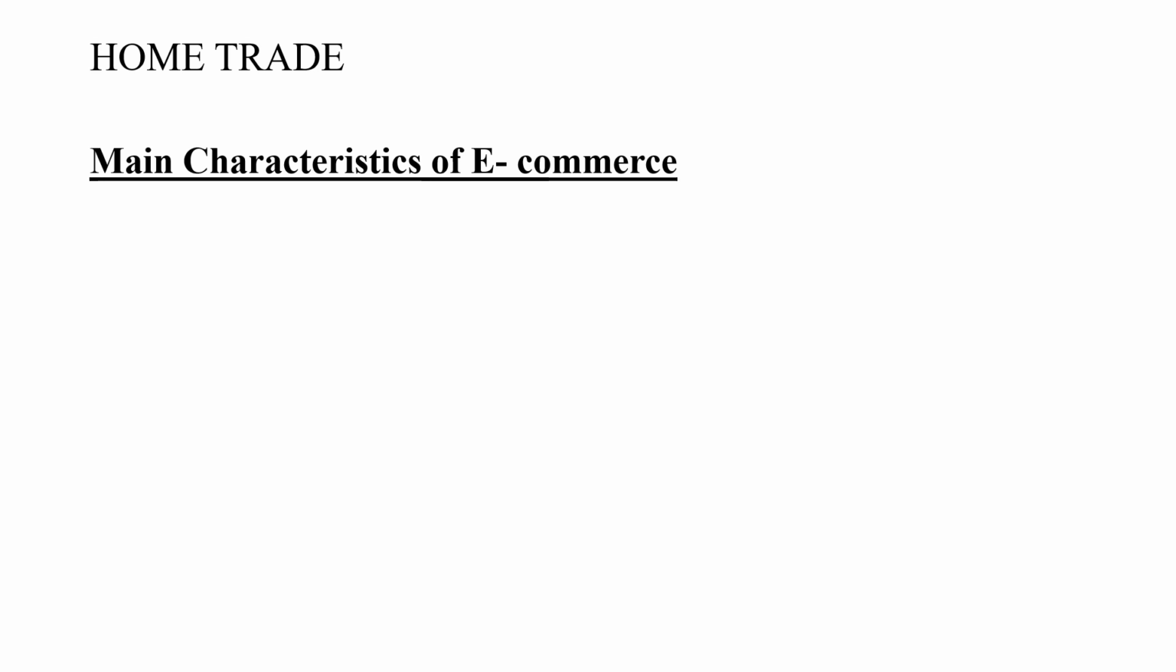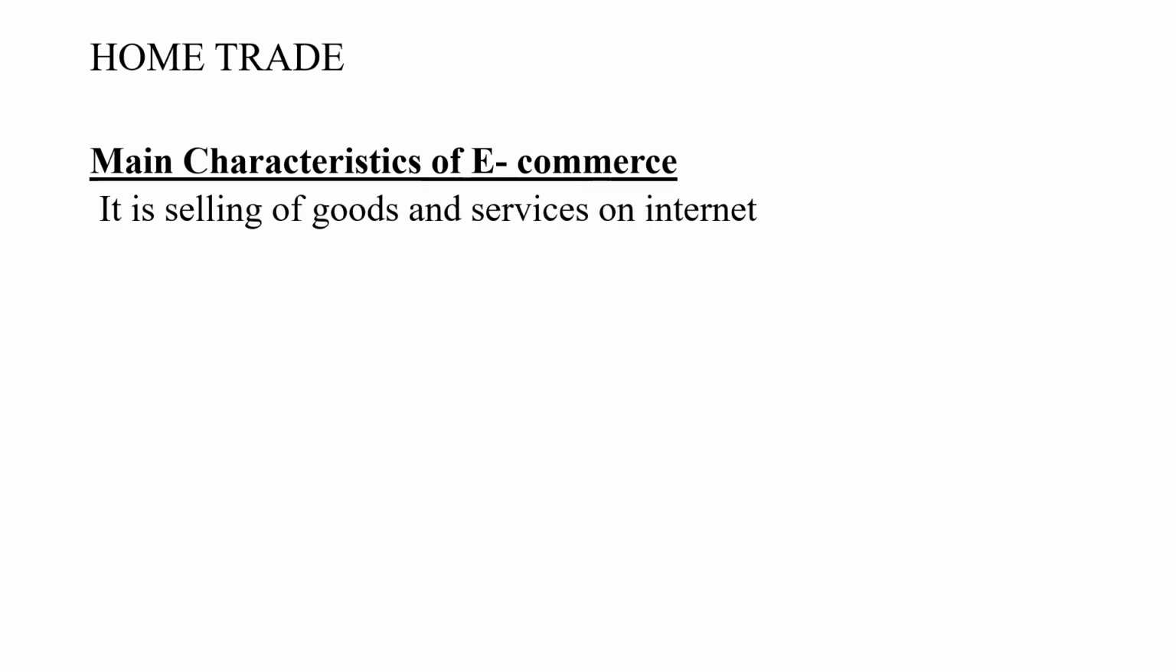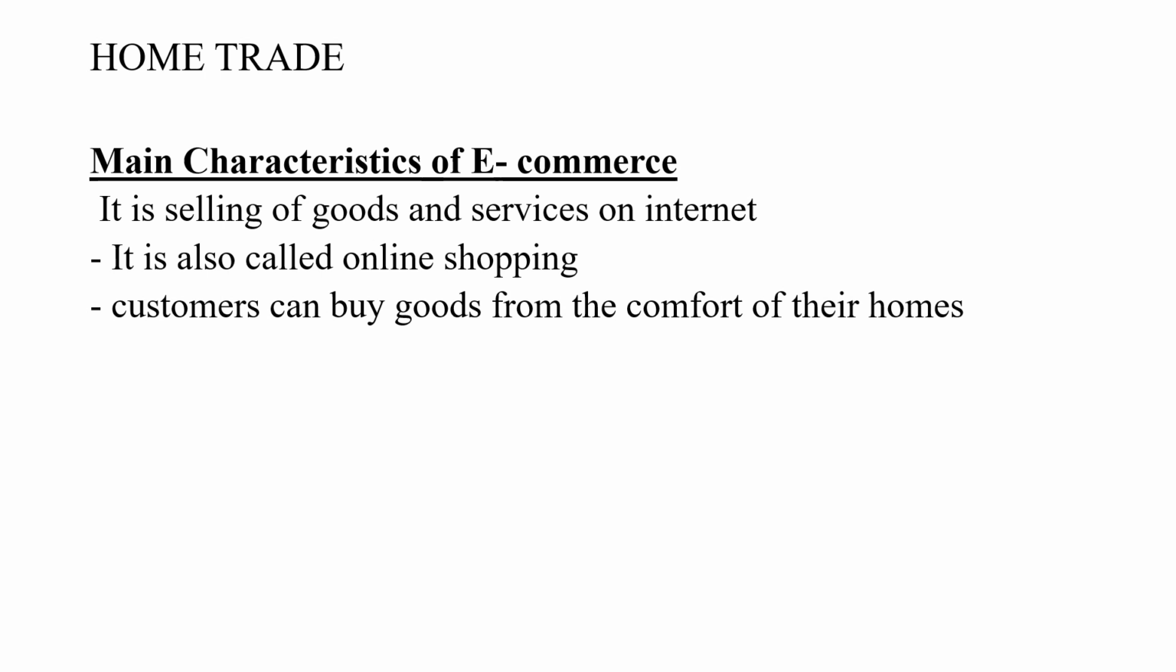Next, look at e-commerce. So what is e-commerce? E-commerce is just selling of goods and services on the internet, on social media, on Facebook, on eBay. So that is e-commerce. So what are some of the features or characteristics of e-commerce? First, it is also called online shopping. Customers can buy goods from the comfort of their homes. You are just sitting, you order something, then something is even delivered using Yango Daily. That's the characteristic of e-commerce.